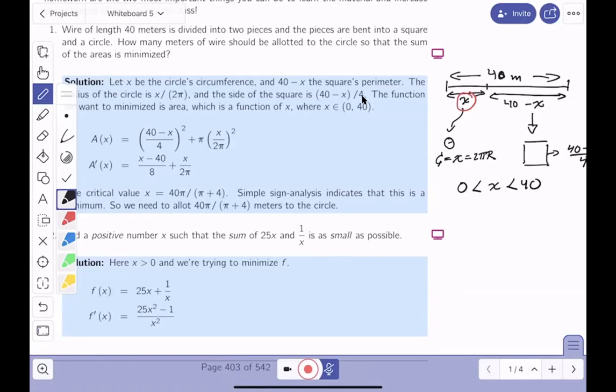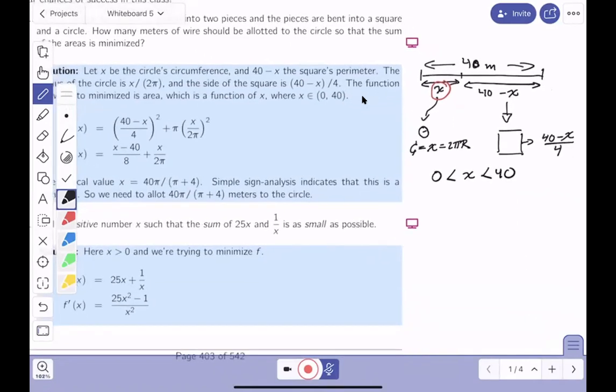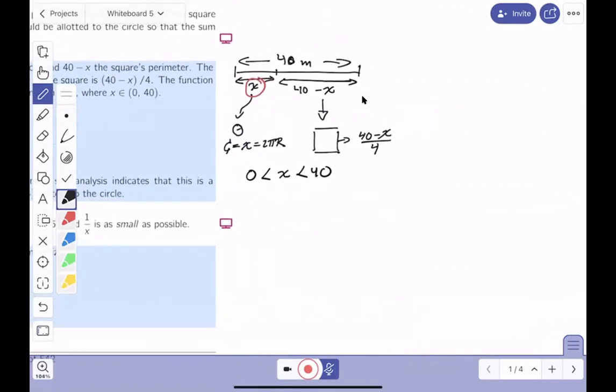So how many meters of the wire should be allotted to the circle so that the sum of the areas, now they talk about this, the sum of the areas. Let's write this down. Well, what's the area of the square? The area of the square is going to be (40 minus X) over 4, squared. I'll put that down now.